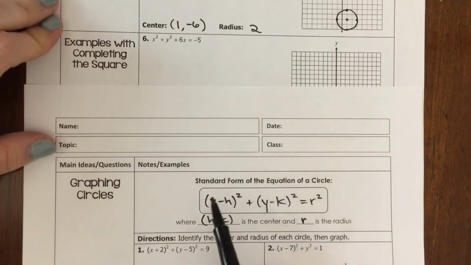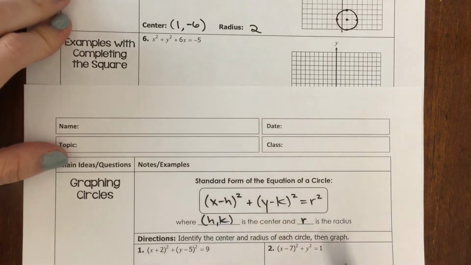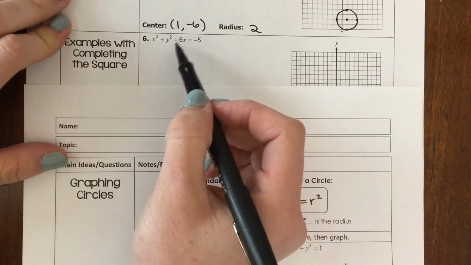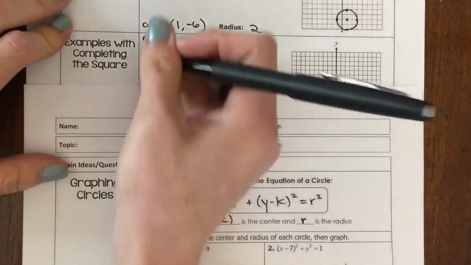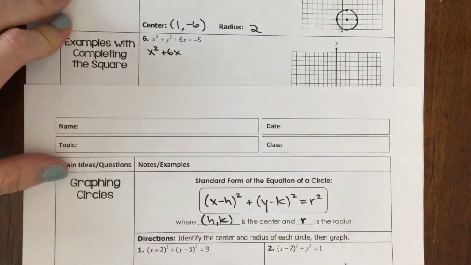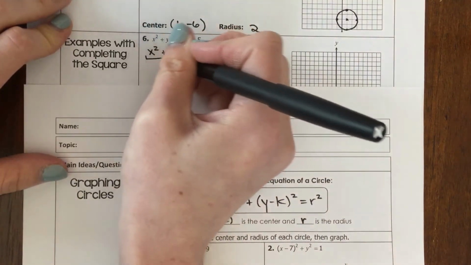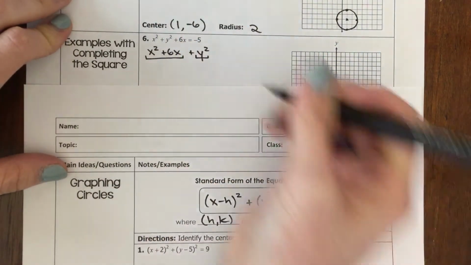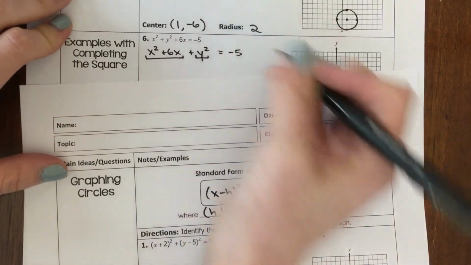So the way that I want you guys to do these, I want you to gather up all the stuff that has x's, put them here, plus all the stuff that has y's, put them here, equals, and then plain old constant would be over on the right. So you can see here there is a plain old constant on the right. We're going to regroup so that the x stuff goes together. So we have x squared plus 6x, kind of keep that as one group. That's the x stuff. Plus y squared, which is all we have for the y stuff, equals negative 5.